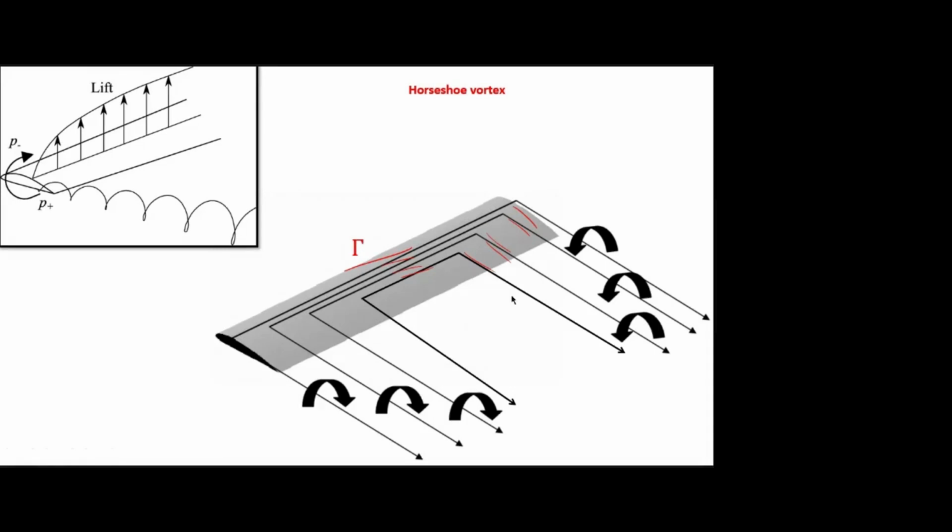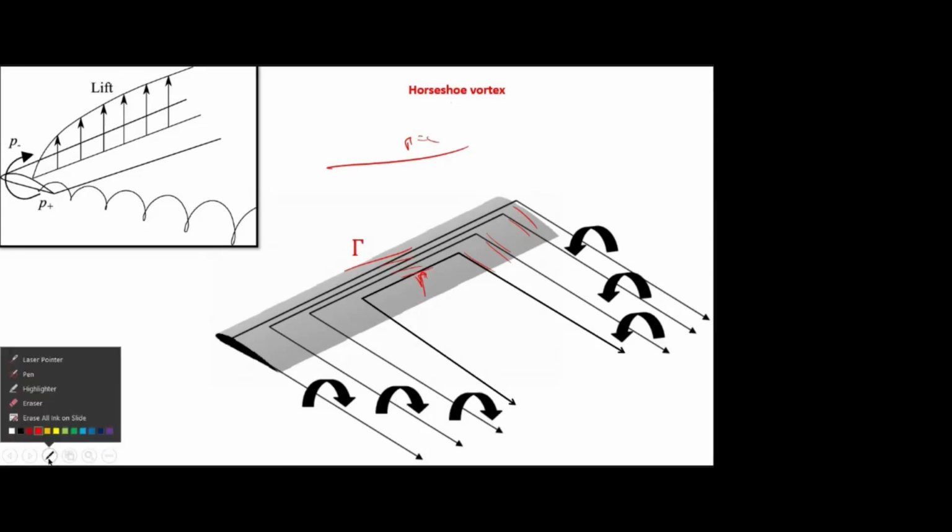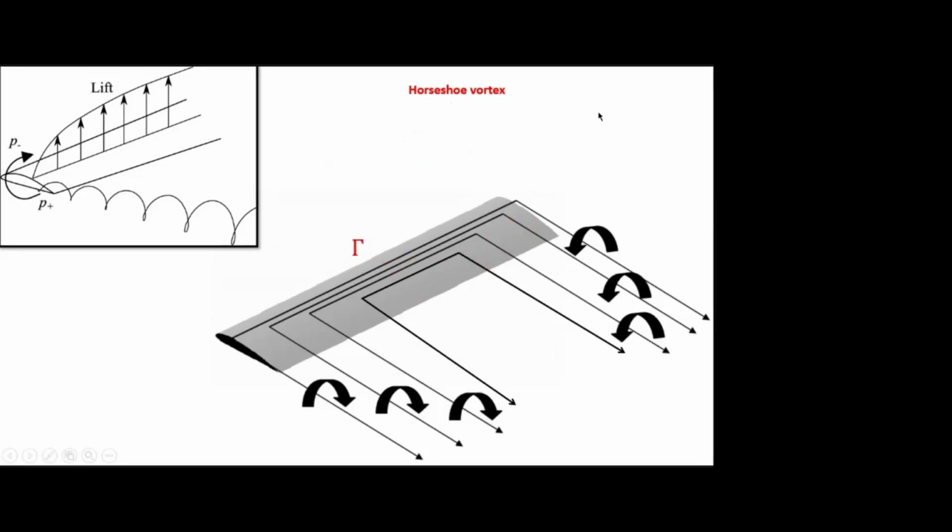Sir, is the strength constant for all the filaments? Strength is constant. Always the strength is constant. Vortex filament means aerodynamics one. Any other doubt?